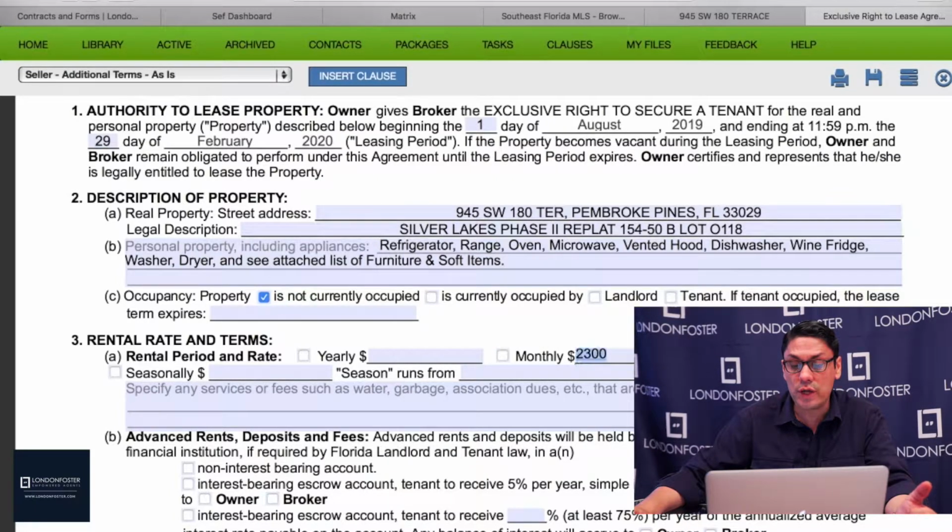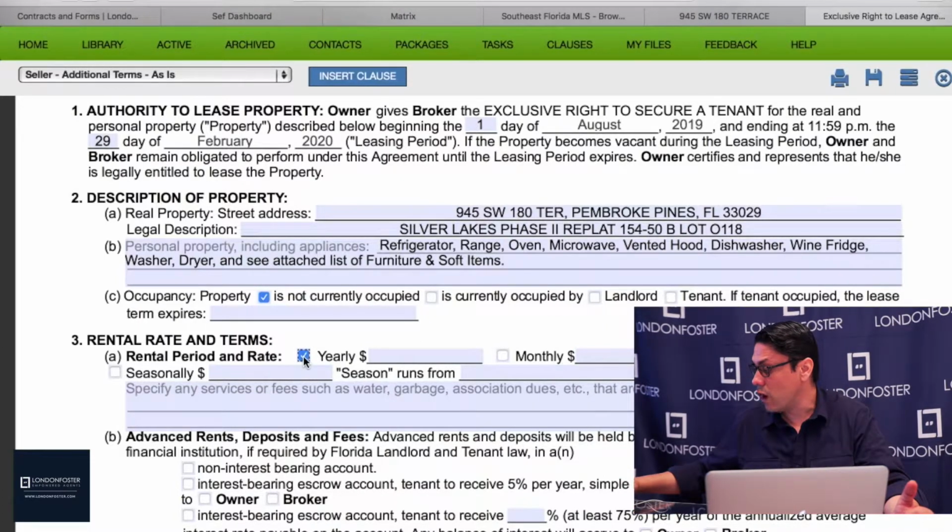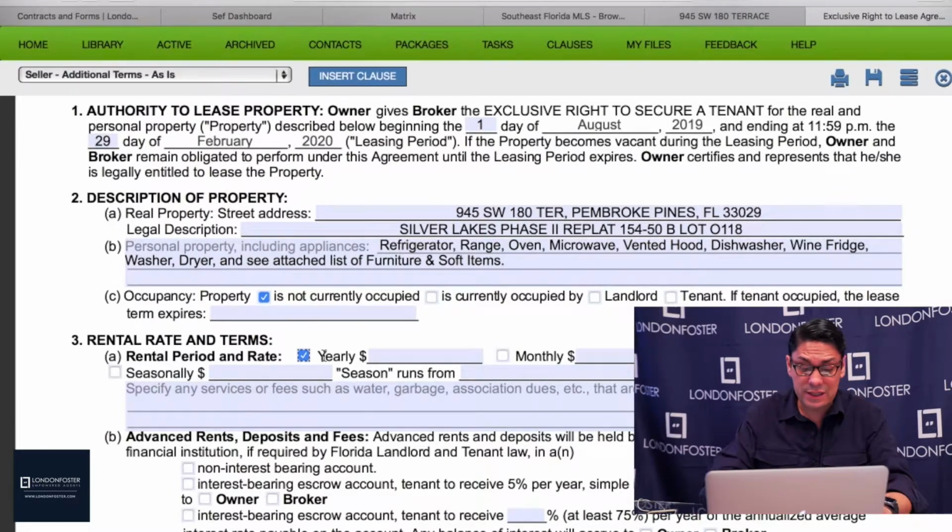If you wish to do it yearly, then what you would need to do is just multiply what 2,300 is times 12, which comes out to $27,600. Okay, and you can state it that way. Okay, advance rent, deposit, and fees.